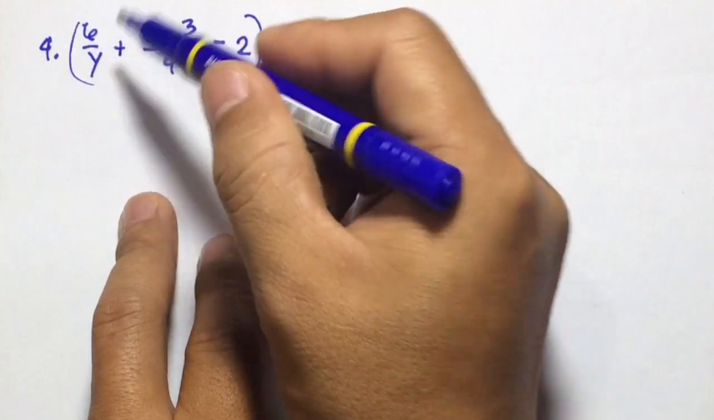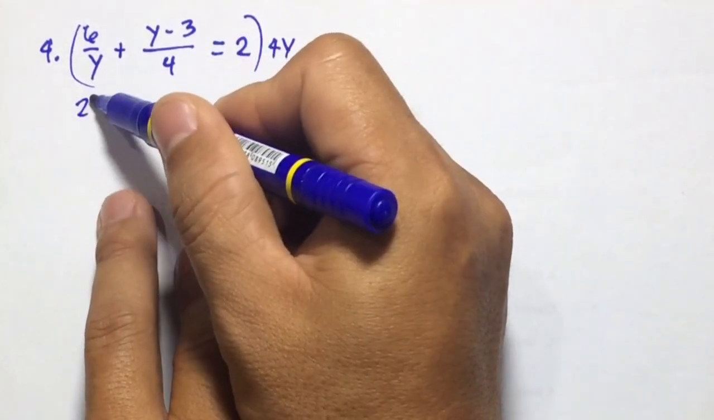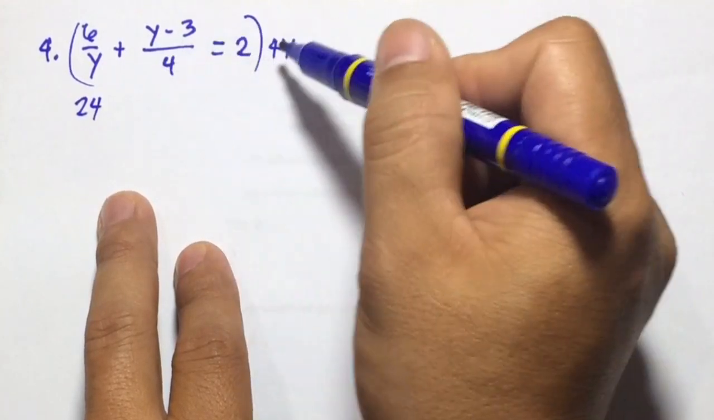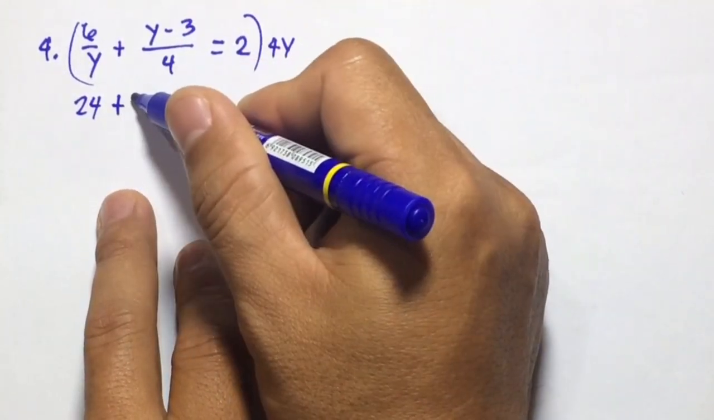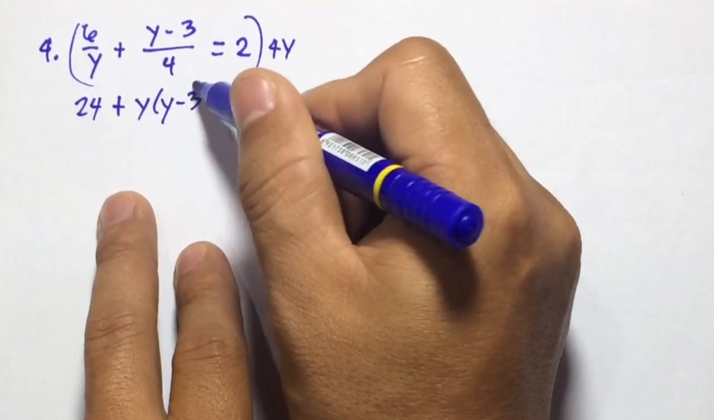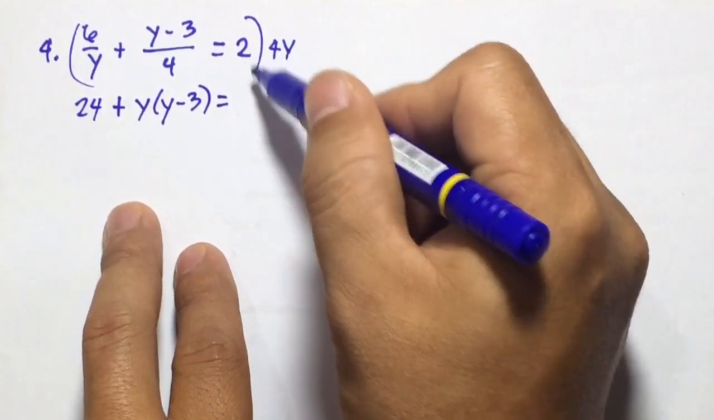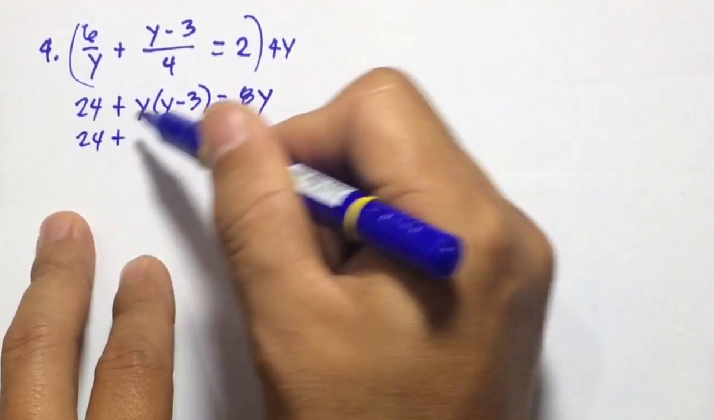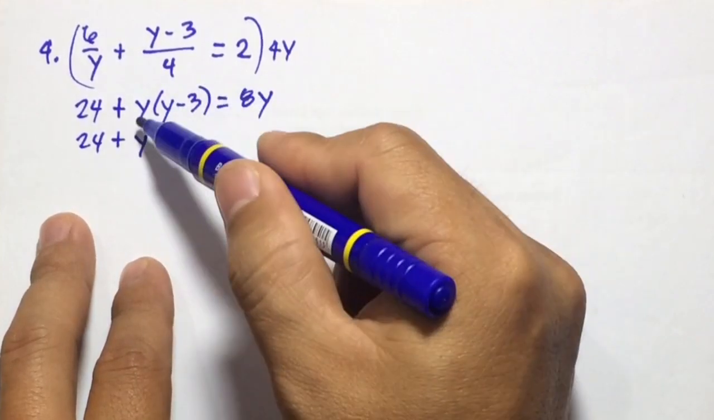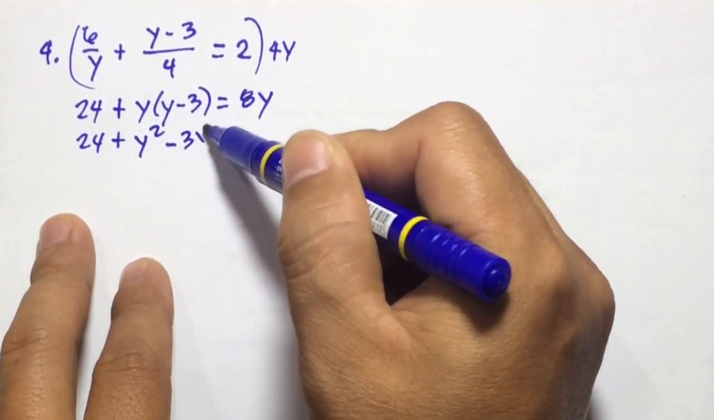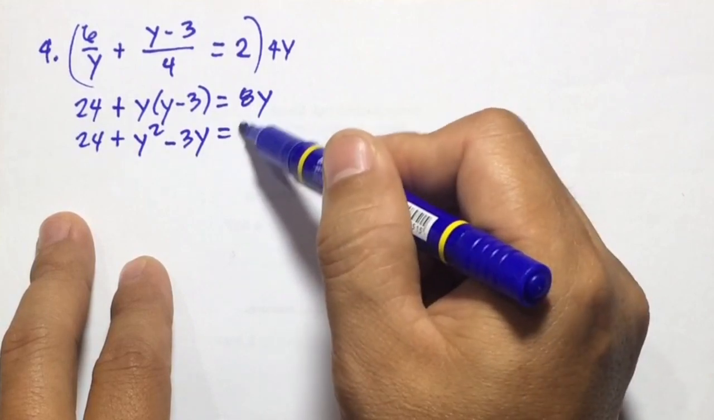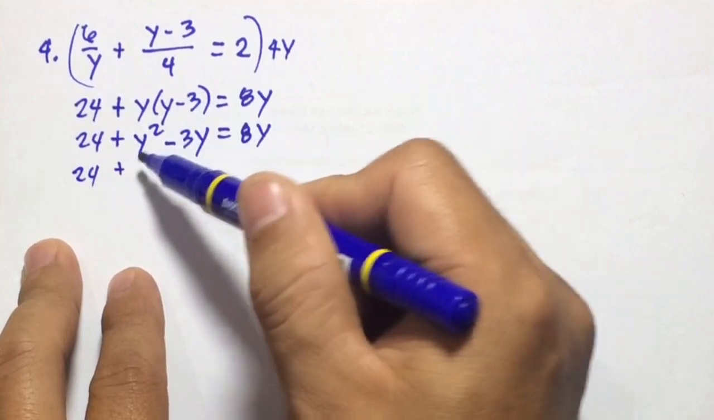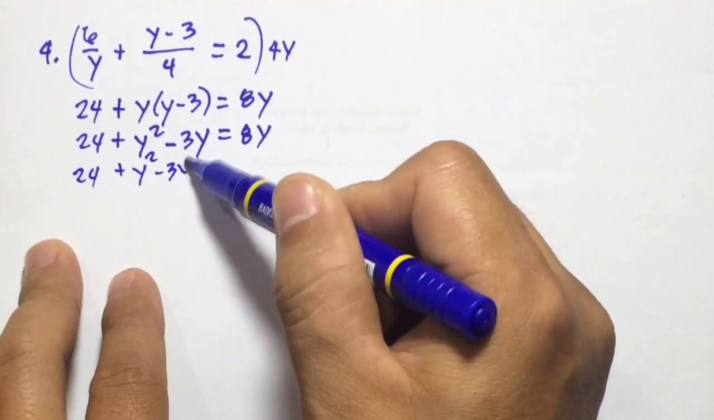Then 4y times 6 over y, that will be 24. Then 4y times the quantity of y minus 3 over 4, so cancel 4. So we're going to have here y times the quantity of y minus 3. Then this is equal to 4y times 2 is 8y. Then this is 24 plus y times y is y squared. Y times negative 3 is negative 3y. Then this is equal to 8y. And 24 plus y squared minus 3y.